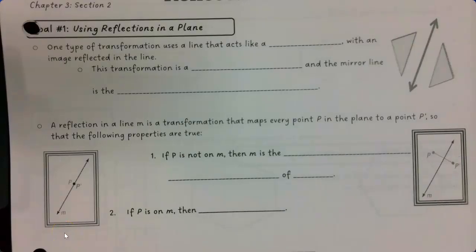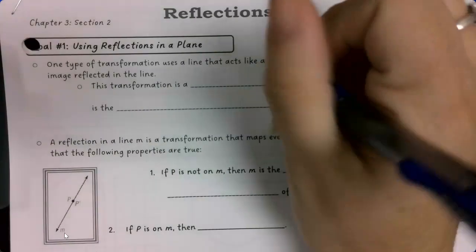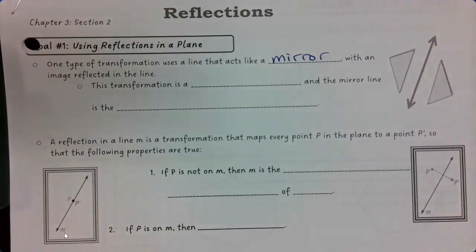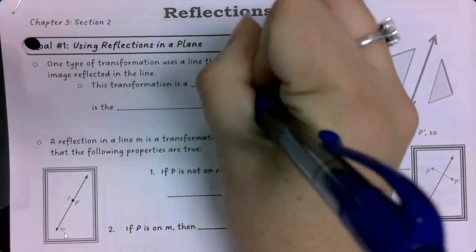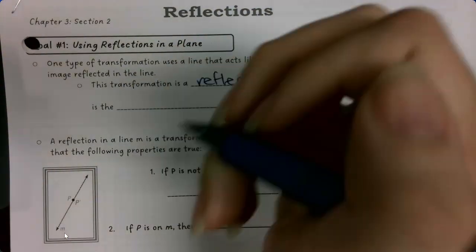Okay, so today we are doing reflections. One type of transformation that uses a line acts like a mirror. So it reflects the image across the line. This transformation is called a reflection. And the mirror line is called a line of reflection.